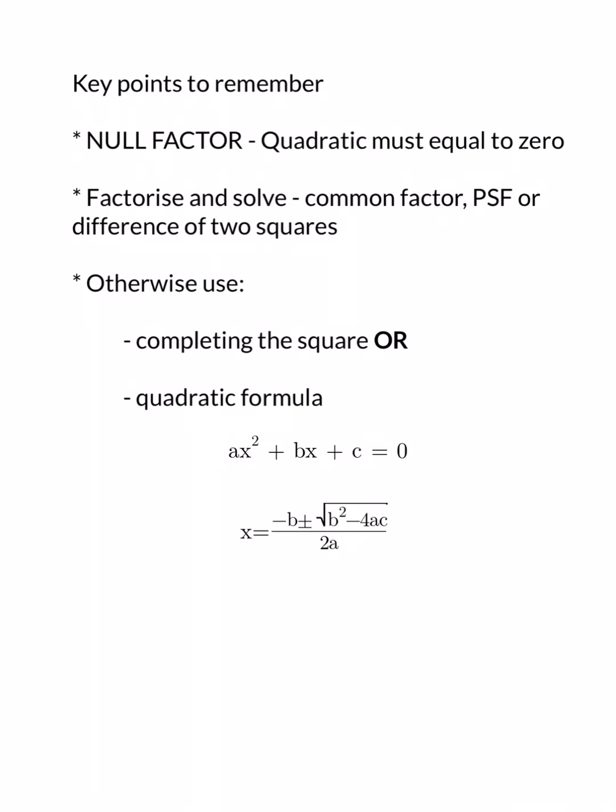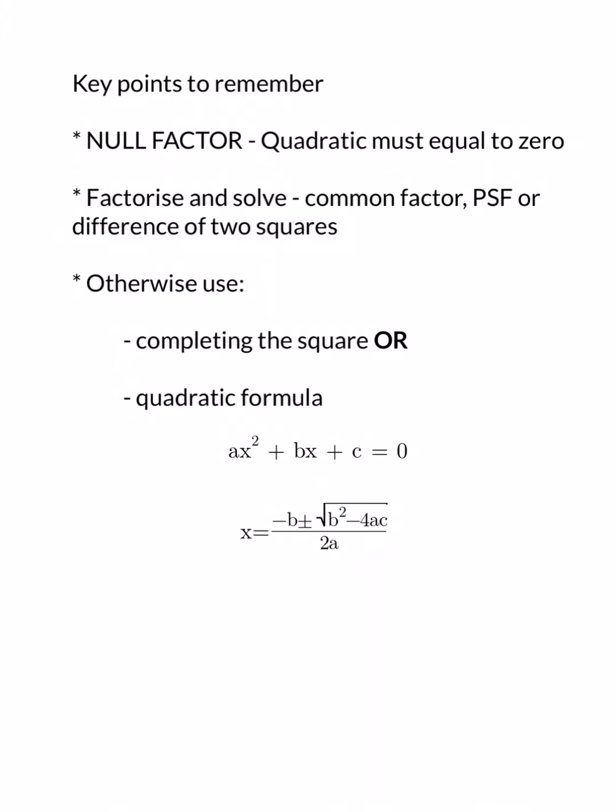Key points to remember from our previous videos: firstly, the null factor law, that to solve any quadratic it must equal 0. Then you look at whether you can factorise, and if you can, you would then solve it, using either a common factor, PSF, or a difference of two squares. Otherwise, you can use completing the square or the quadratic formula.